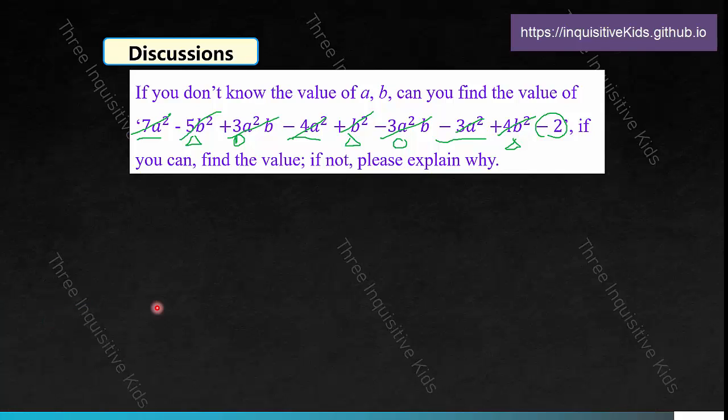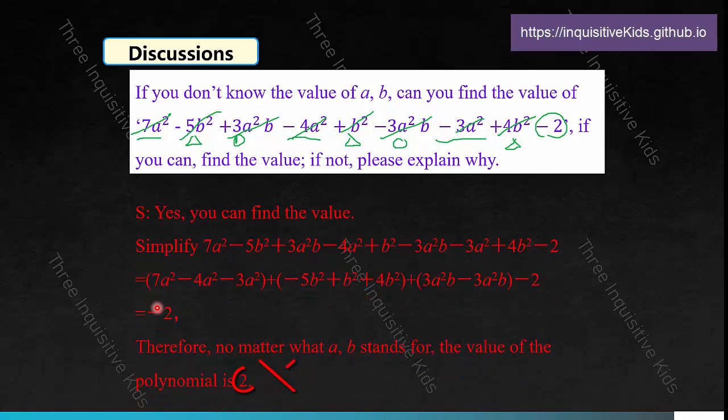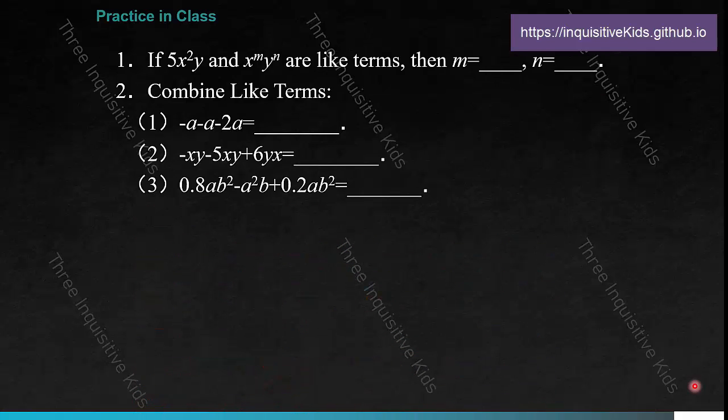So the result doesn't even include the values of a and b. That means it is a constant value, and its value will be constant and will never ever change. That value is -2. Now we have some practice in class.